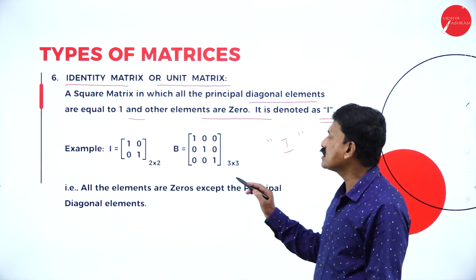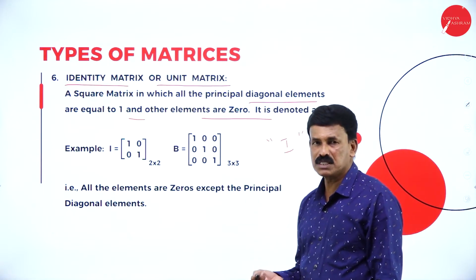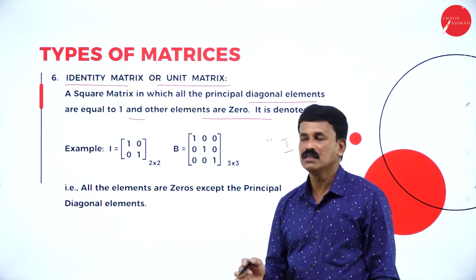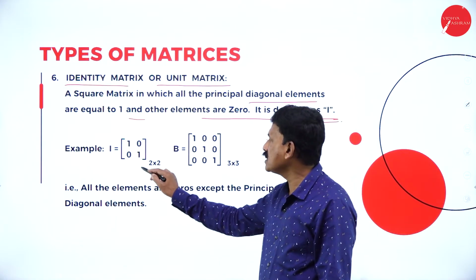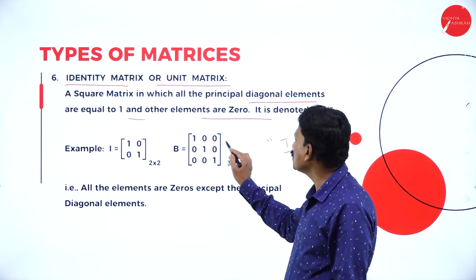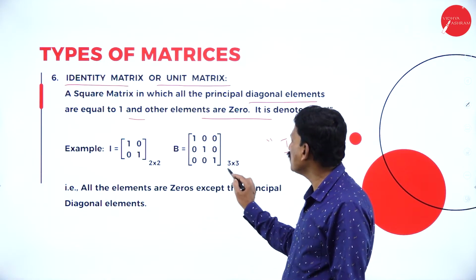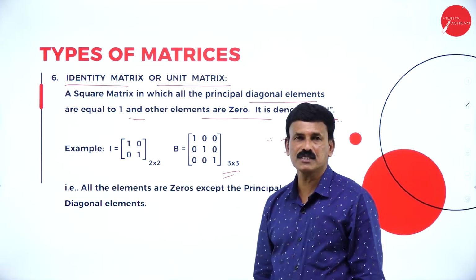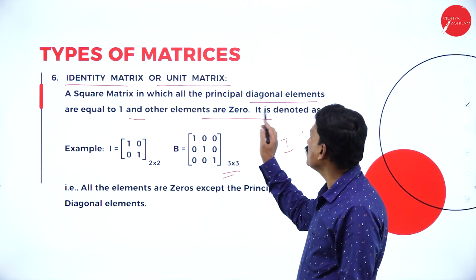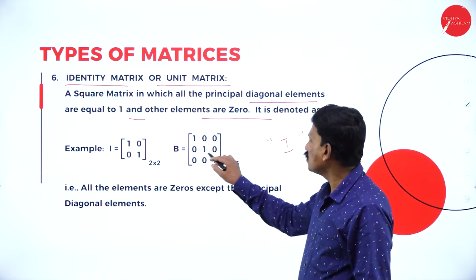I is the representation of an identity matrix. So, all the elements are zeros except the principal diagonal elements, and the principal diagonal elements must be equal to 1. So, that is [1 0; 0 1], an example for an identity matrix of order 2 rows 2 columns. [1 0 0; 0 1 0; 0 0 1] is an example for an identity matrix of order 3 rows and 3 columns.